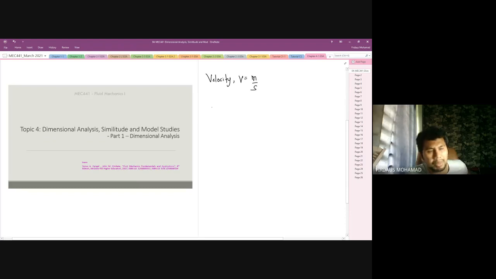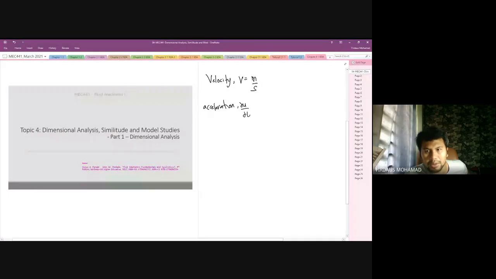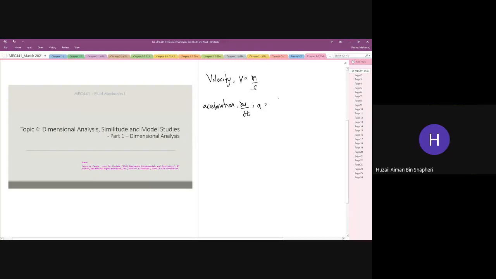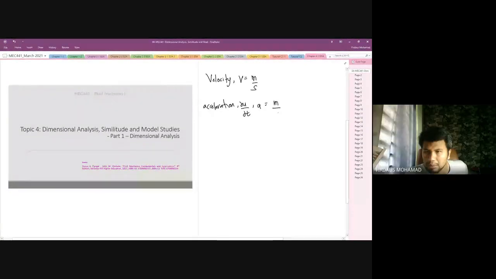What else? For example, we have acceleration, which is du over dt. Acceleration A, or g for the constant gravitational acceleration. What is the unit for acceleration? Meter per second square. So du over dt means meter per second square.